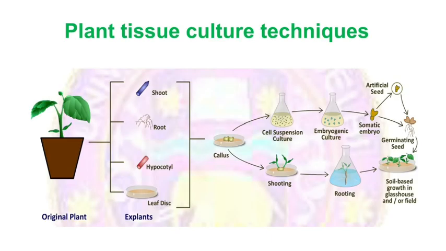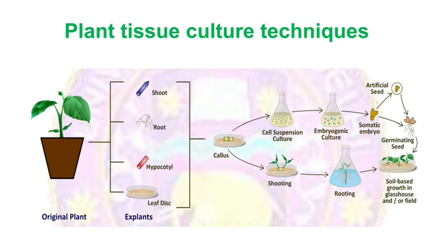Plant tissue culture techniques. See, this is the original plant. From this original plant, we have to collect the explants. Explants are the part of the plant used for the culture system. See this picture: shoot, root, hypocotyl, and leaf disc are used as the explant. Any part of the plant used for the culture system is called the explant.